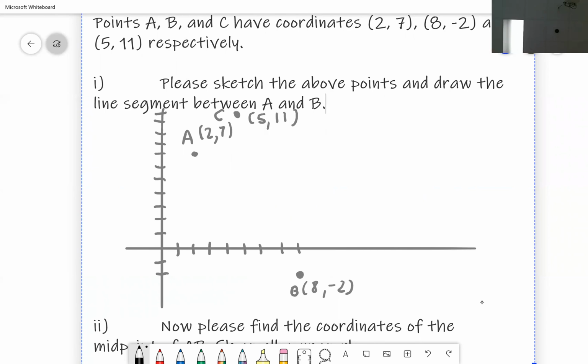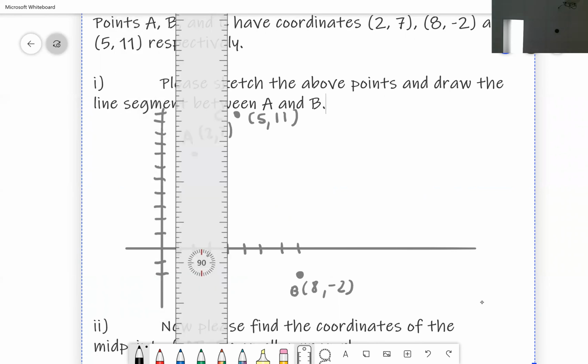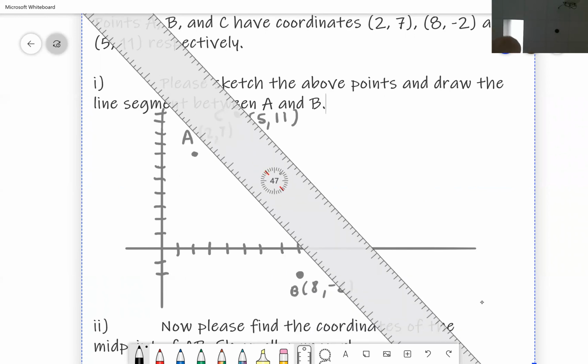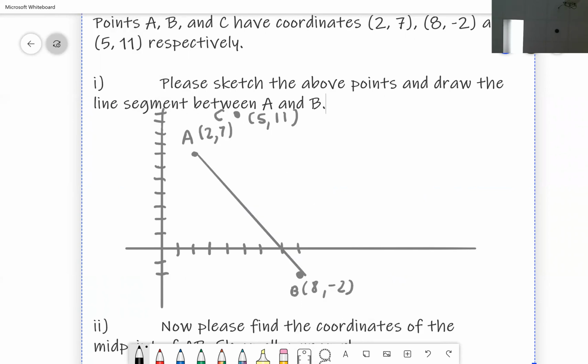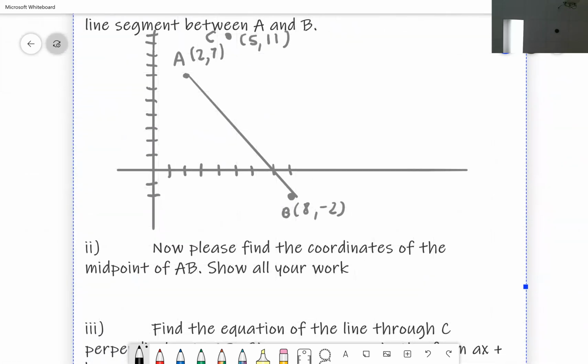All right, so that's it. That's all I asked you to do. I also told you to draw a line segment between A and B, just so you can visualize stuff. Something like this. All right, so that's what I asked you to do. Super simple. You forgot the line segment? Okay. All right, it happens. It happens.